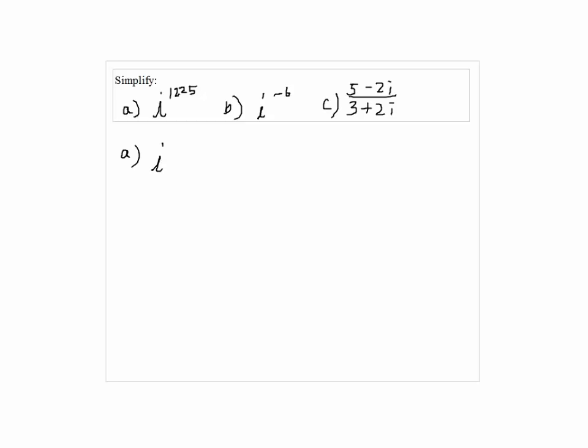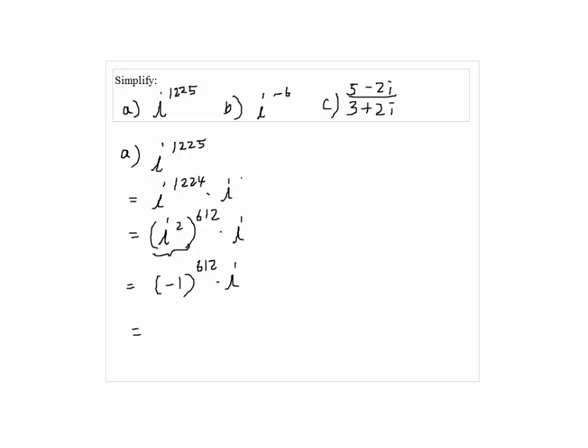So let's look at A. I to the 1225 could be written as I to the 1224 times I. So I to the 1224 is written as I squared to the 612 times I. Now we know that I squared is negative 1, so negative 1 to the 612 times I, which is 1 times I, so the answer is I.